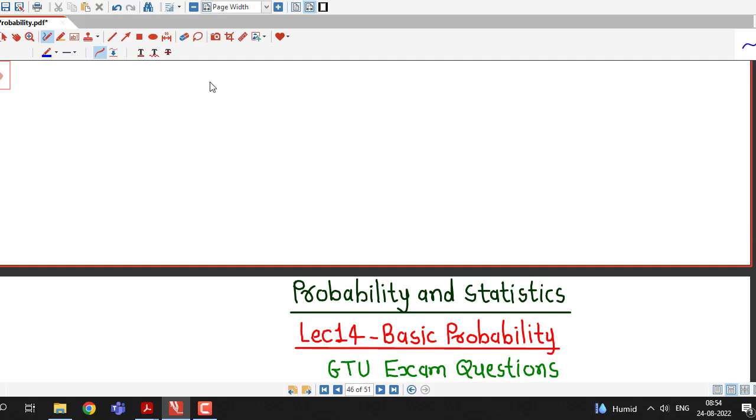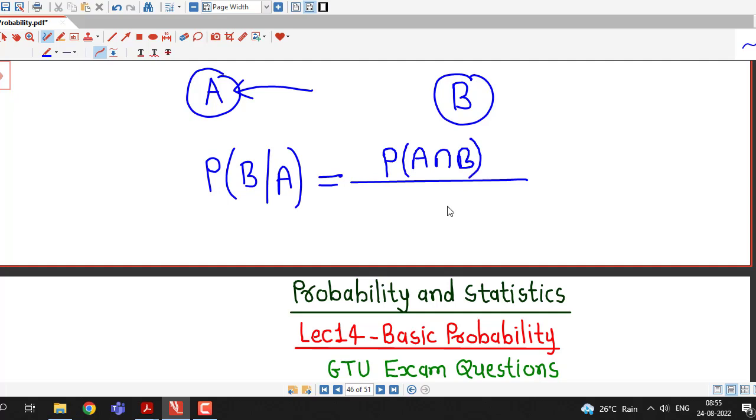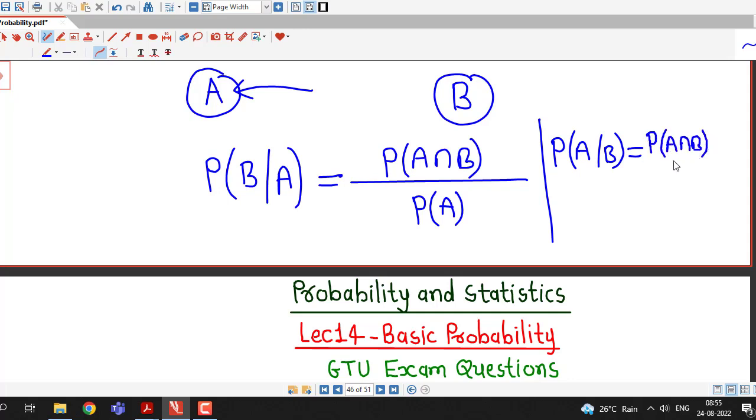Suppose event A has occurred before event B, and suppose event B depends on event A, then the probability of event B given that A has occurred is given by the probability of intersection of A and B divided by the probability of A. Similarly, we can write this probability also. Suppose event B has occurred first and then event A occurs which depends on event B, then this is given by the probability of A intersection B divided by the probability of B.